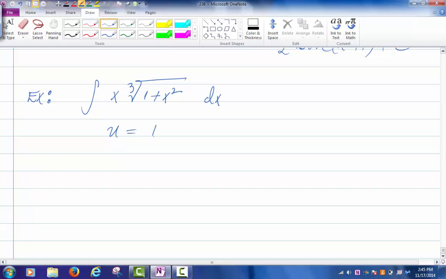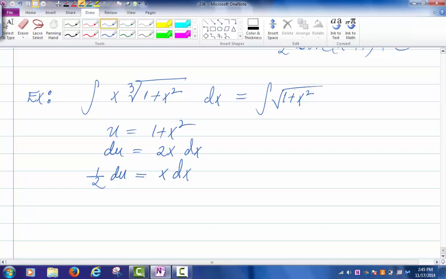Okay, so u would be 1 plus x squared. And then what is du? That's 2x dx. Okay, and then I could say that half du is x dx. And then I could write this integral as what? I'm going to rewrite this as cube root of 1 plus x squared times x dx. Okay, and now I'm going to make the substitution, and this would be cube root of u, and x dx would be half du, and this would be half.